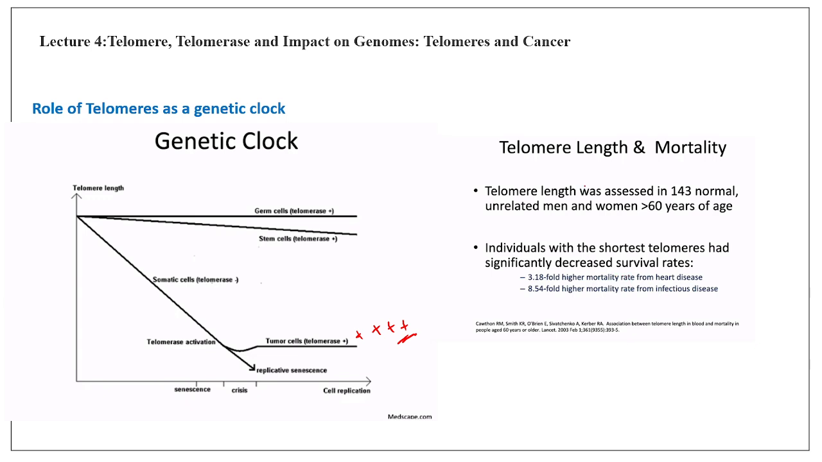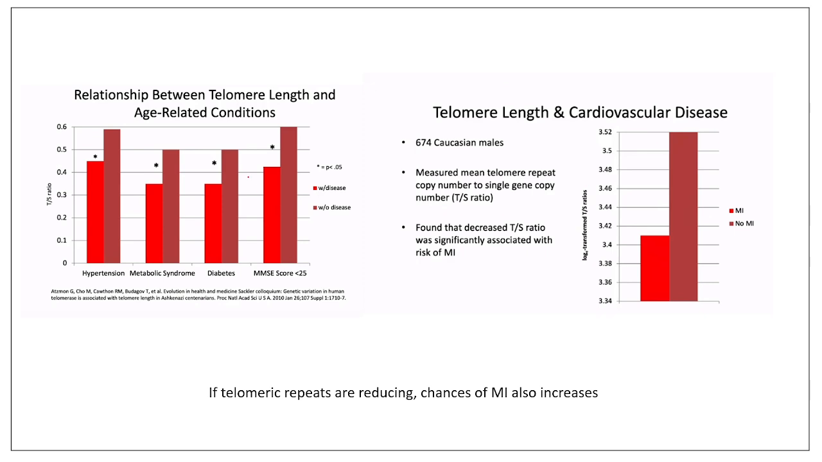Okay. Now we come to C. Relationship between telomere length and age-related conditions. Just look at this graph and try to analyze it.